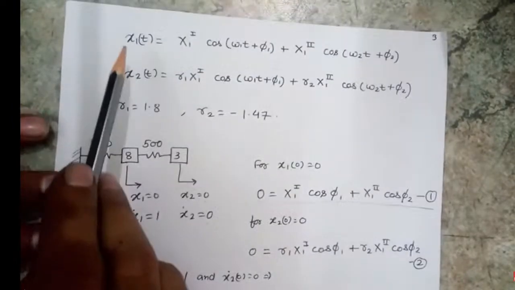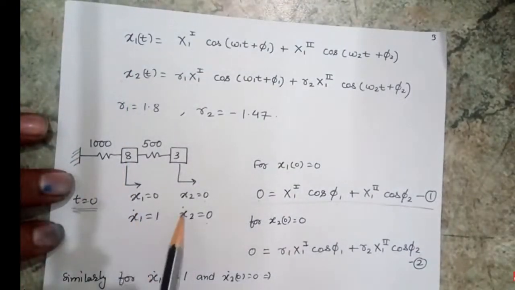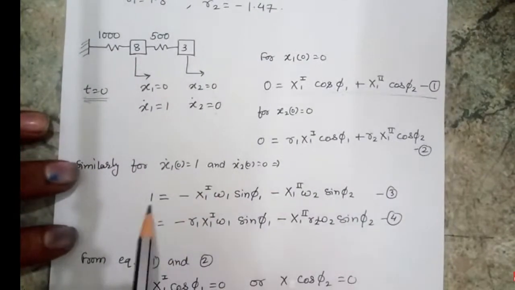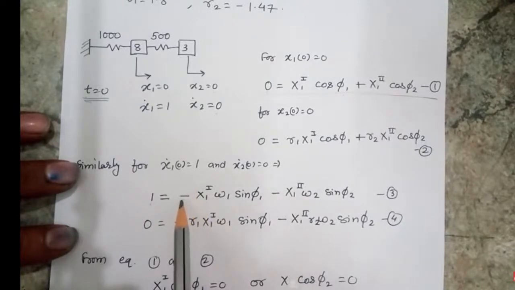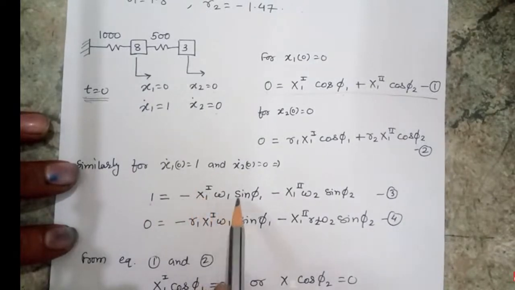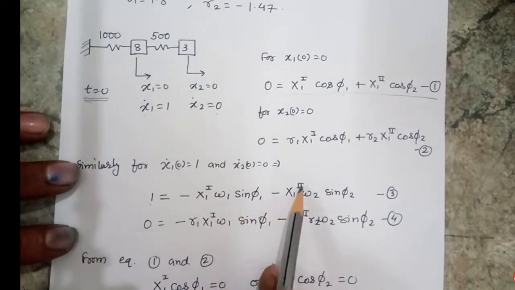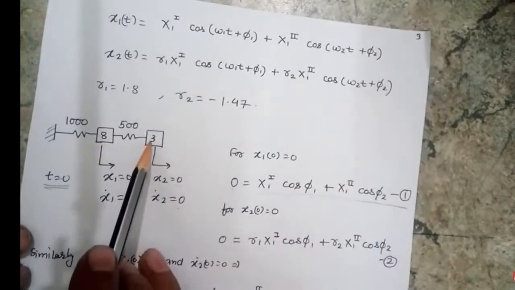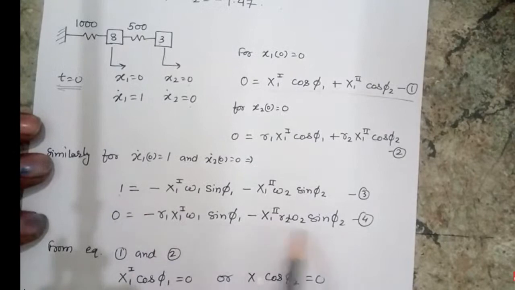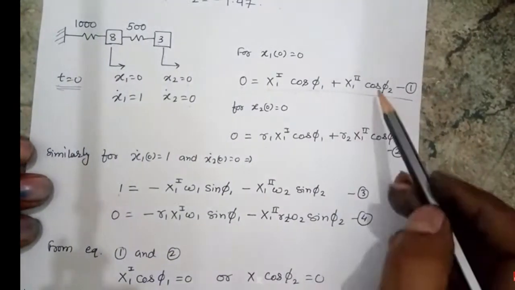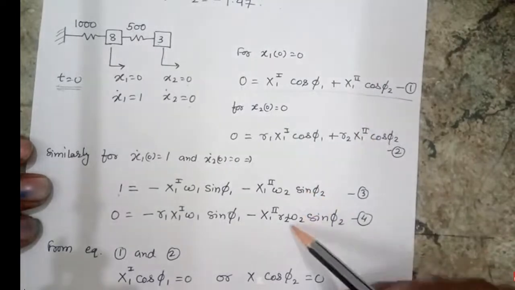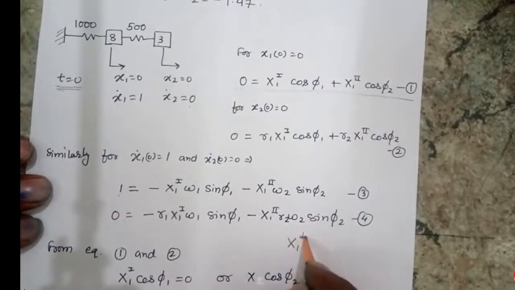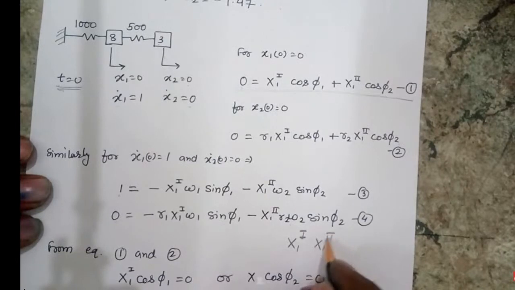Similarly, when I differentiate these two equations and put in the two velocity values, I get this expression: for the first mass the velocity is 1. After differentiating, I get minus x1 for the first mode omega 1 sin phi 1 minus x1 for the second mode omega 2 sin phi 2. The fourth equation, corresponding to the second mass with 0 velocity, gives this expression. So now I have 4 equations, 1, 2, 3 and 4, and 4 unknowns: x1 for the first mode, x1 for the second mode, phi 1 and phi 2.